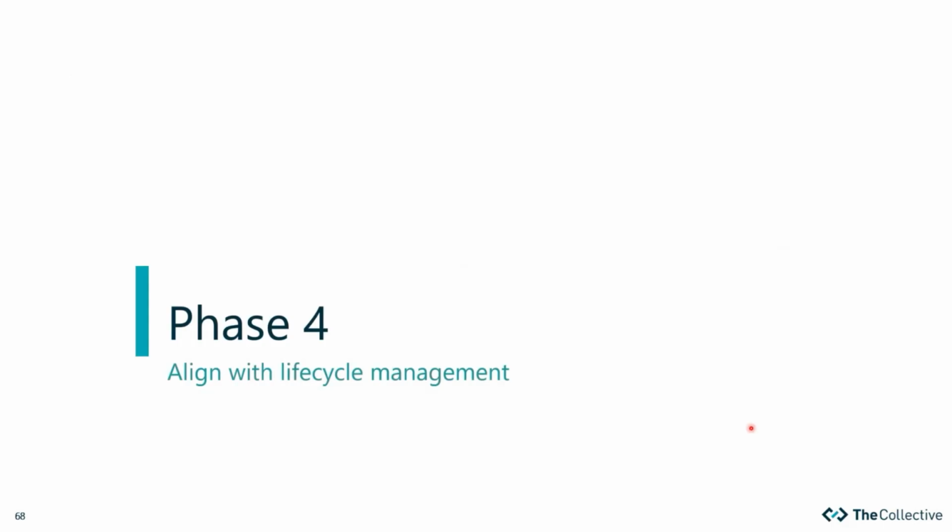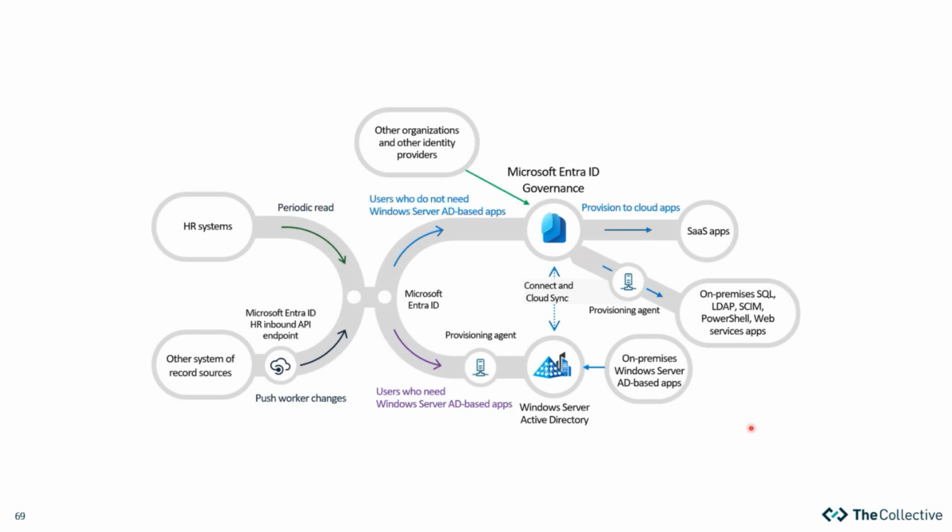In a fourth phase, we can align everything with your lifecycle management, making sure that when a user onboards, they get the right private access profiles, the right internet access profiles, and the right M365 access or security policies. So again, giving access to your users is really streamlined.